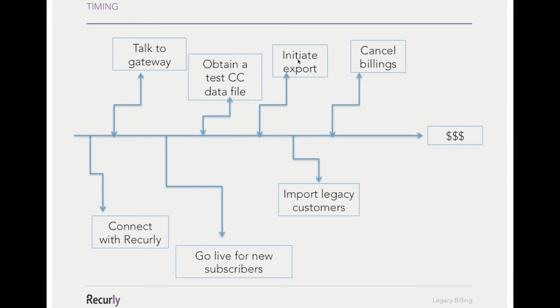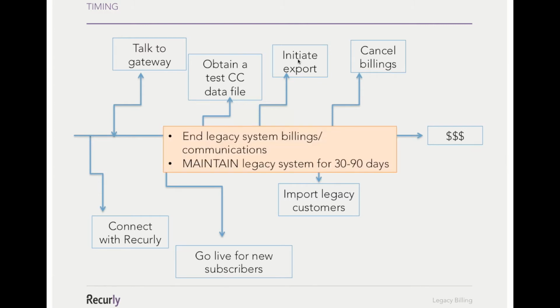Then at that point, you're going to want to cancel the billing in your legacy system. You've ensured that everything that's in there is now in Recurly, and it's okay to stop billing. Now, what's important is you're going to stop billing, but you're going to want to maintain the legacy system. The reason why we say this is that in most cases, a credit card transaction can only be refunded via the original source. So because Recurly maybe didn't process the transaction from 30 days ago, we can't refund it.